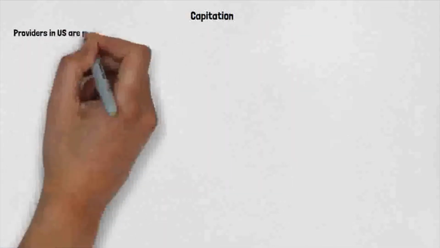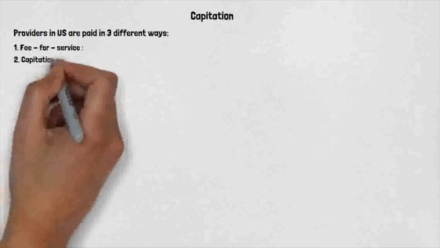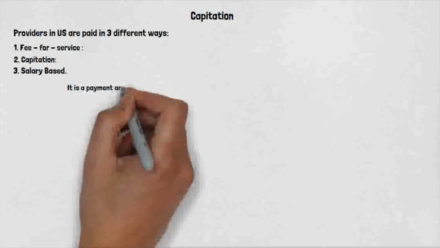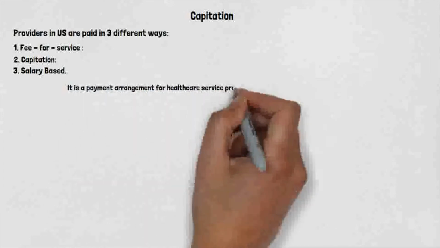Now, coming to the next topic, which is capitation. Providers in the US are paid in 3 different ways. The first one is fee for service, the second one is capitation, and the third one is salary based. We have already discussed fee for service and salary based employment in the earlier classes.